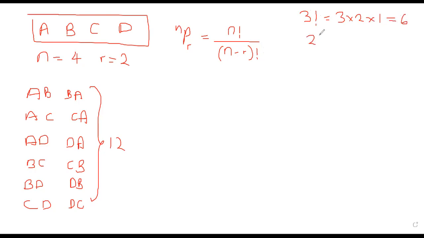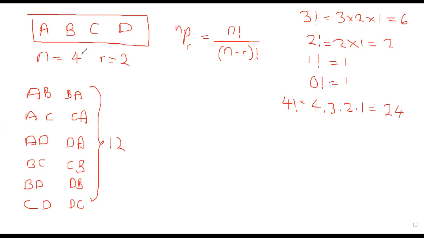What is 2 factorial? 2 times 1. We're getting a 2. What is 1 factorial? Simply 1. What is 0 factorial? It's also 1. So let me ask, what is 4 factorial? 4 multiplied by 3 multiplied by 2 multiplied by 1. Excellent. So this gives us 24. At least we know how to do the factorial.